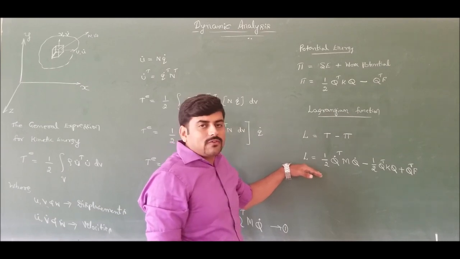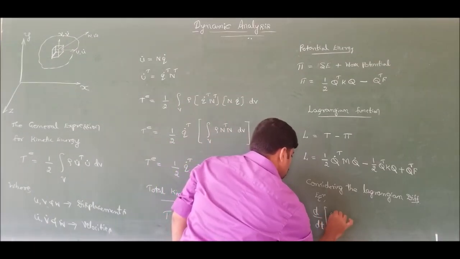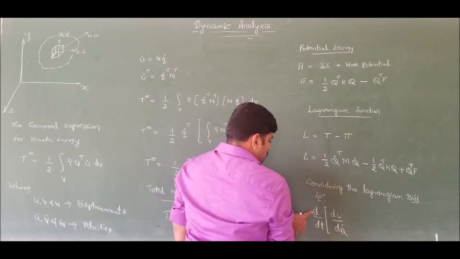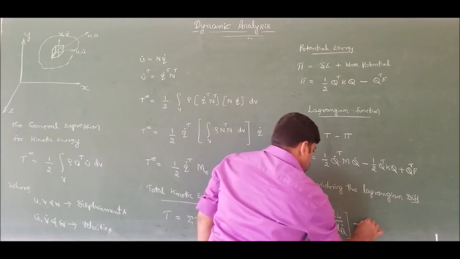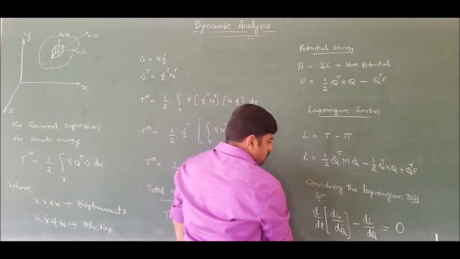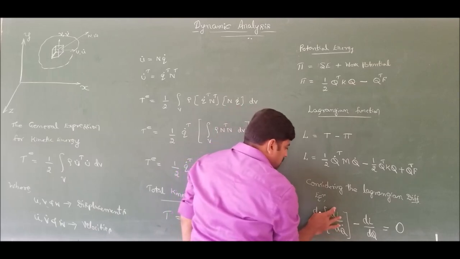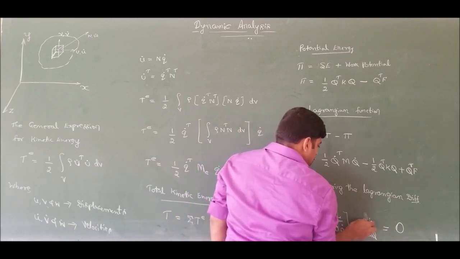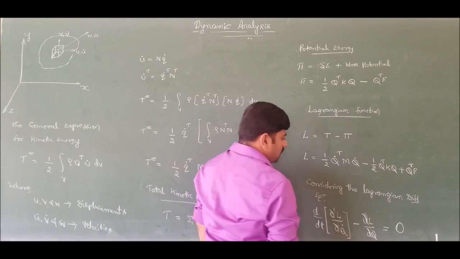Now to determine the equation of motion, consider the Lagrangian differential equation, which is given by d by dt of the derivative of the Lagrangian function with respect to the velocity matrix minus the derivative of the Lagrangian function with respect to the displacement, which must be equal to 0. Since the Lagrangian function depends on both the time derivative as well as the displacement, I should use partial differentiation. It will be dou L by dou q dot minus dou L by dou q.